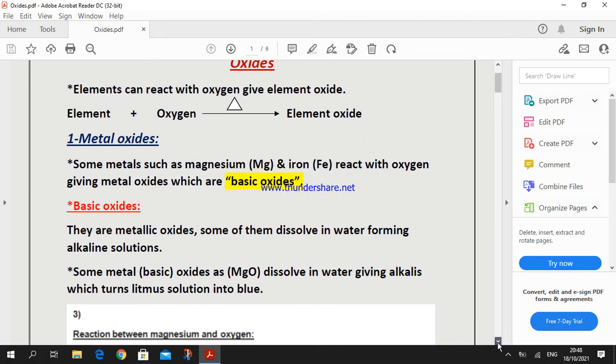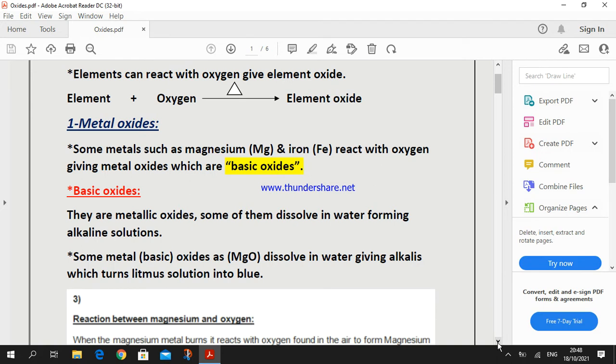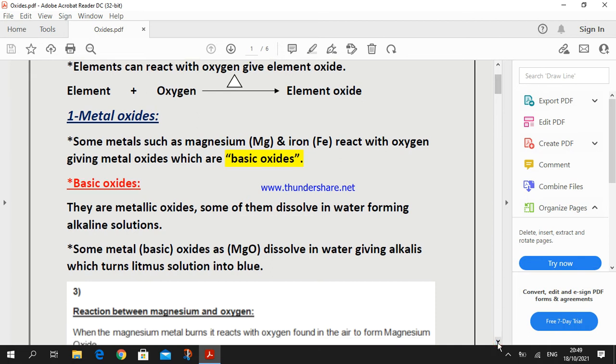And we have some metal oxides known as basic oxides, such as magnesium oxide, because magnesium oxide can dissolve in water and give alkalis, which turn litmus solution blue, okay? While iron oxide is known as a metal oxide, but it's not known as a basic oxide because iron oxide can't dissolve in water and can't give us an alkaline solution.